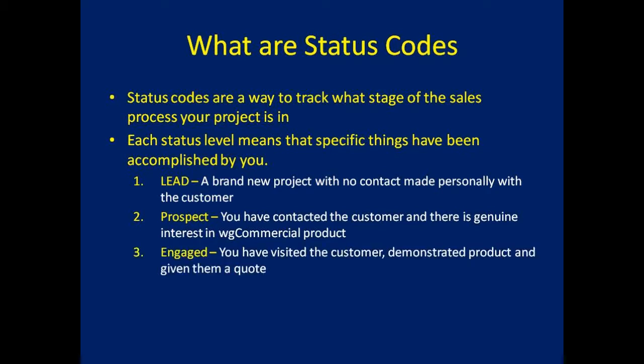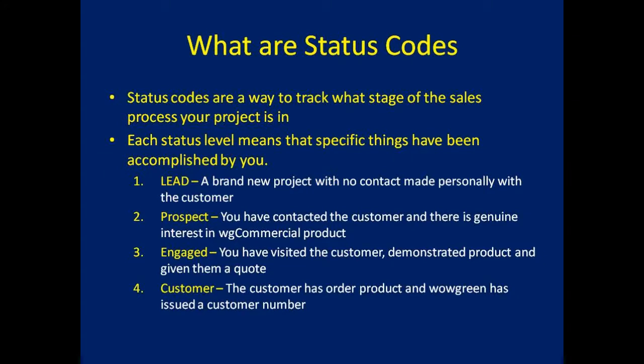The third stage is called engaged. In this stage, you've actually physically visited the customer or had extensive conversation over the phone back and forth. The customer is keenly interested in Walgreen product and you've given them a demonstration and even a quote. And finally, the fourth stage is the customer has become a customer. They have ordered product from Walgreen and Walgreen has issued a customer number.